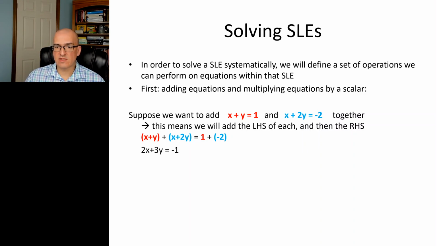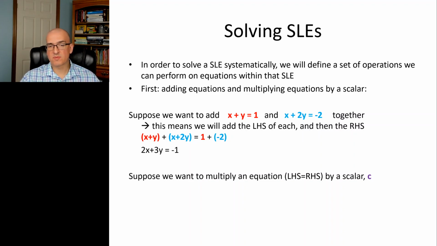So the red x and the blue x gives you a 2 times x, and the red y and the blue 2y, when you add those together, that gives you a 3y. And then the 1 plus the -2 gives you a -1. You can drop all the colors once we add them together, or just not have colors at all if you don't want. Now this did not help us. This got us no closer to having an answer.